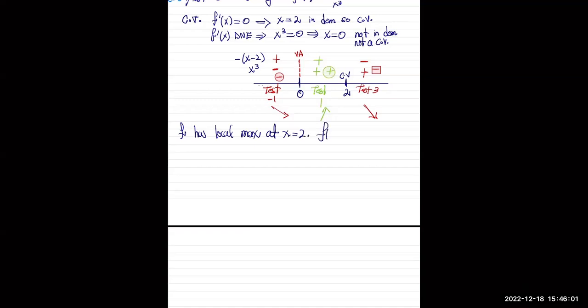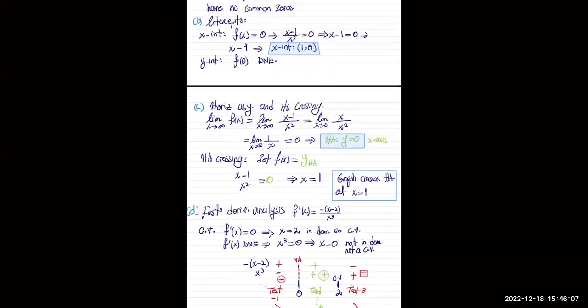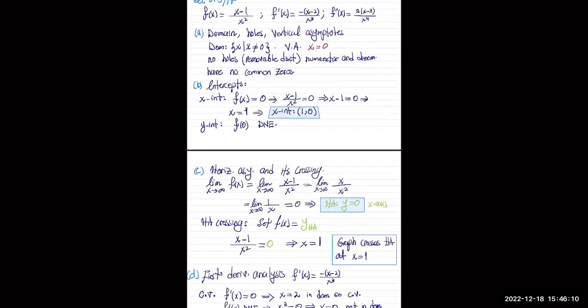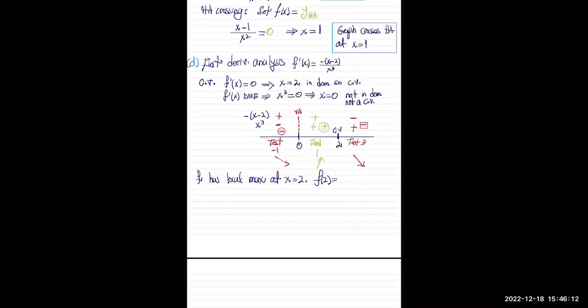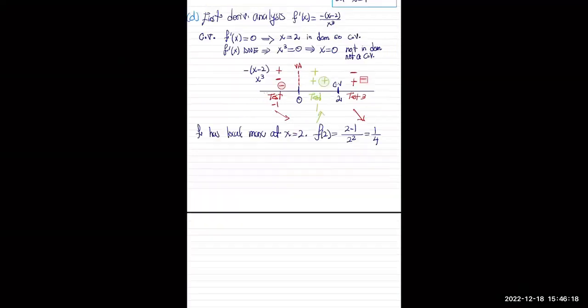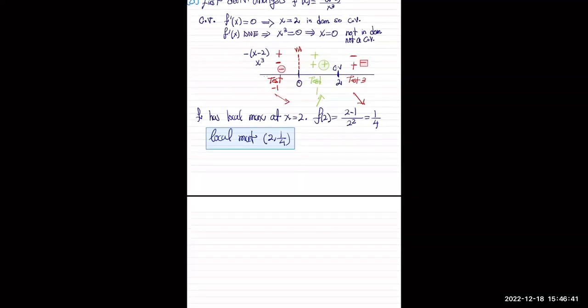Also find f of 2 because we need to know where the point is on the graph. Put 2 back in the function. 2 minus 1 over 2 squared. That's 1/4. So the local max is at 2 and 1/4. No local min. And again, we can't say the local min is at 0 because we go from decreasing to increasing. 0 is a vertical asymptote, not in the domain.